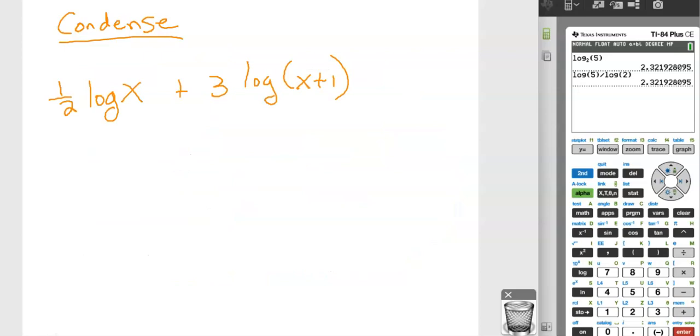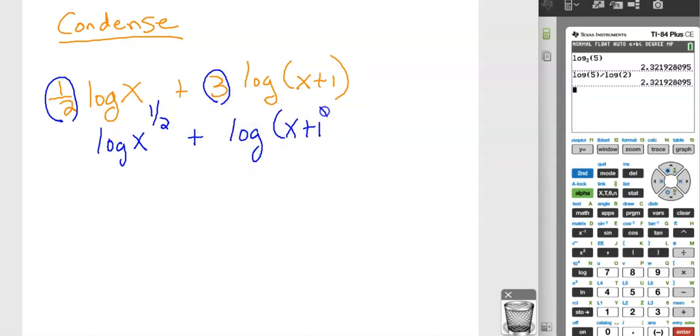I keep talking about condensing and expanding, so let's make sure we know how to condense it. So here's an expanded form, and I want to make sure I know how to condense it. So on this problem, first I see a number on the outside, so that's the same thing as log x to the 1/2 power. And the same thing here, I see a number on the outside, so that's the same thing as x plus 1 cubed. Then I'm going to rewrite this one as log of the square root of x.